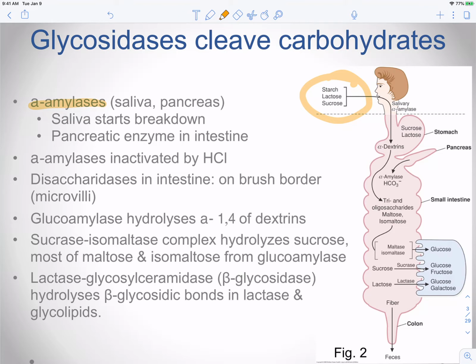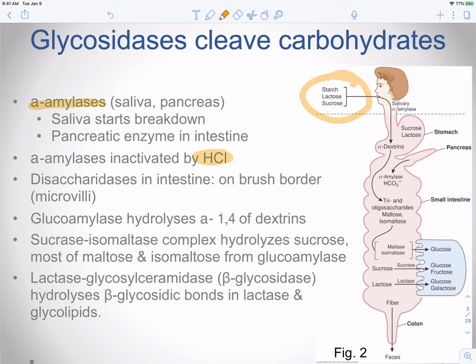And so your pancreas also can secrete alpha amylases. We'll pick up on the sugars where the saliva alpha amylases left off. So the saliva is going to start in the mouth, and then the pancreas will release the enzyme to continue in the intestine. Alpha amylases are inactivated by hydrogen chloride, which is our stomach acid, and so that's why they are made both in the mouth and in the pancreas.